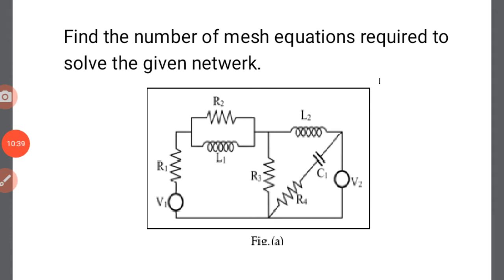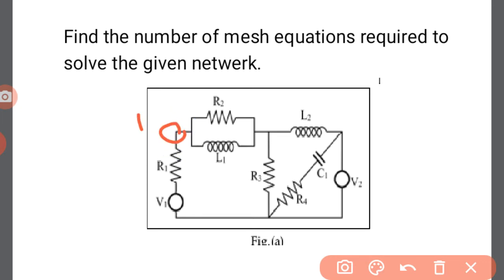So next go for another example, that is, find the number of mesh equations required to solve the given network. From this network, first we have to find out how many nodes there are. Consider node 1, the first node, because here the resistor R1 and V1 are connected to this node 1, and R2 and L1 are also connected to the node. So there are 3 branches connected at one point.